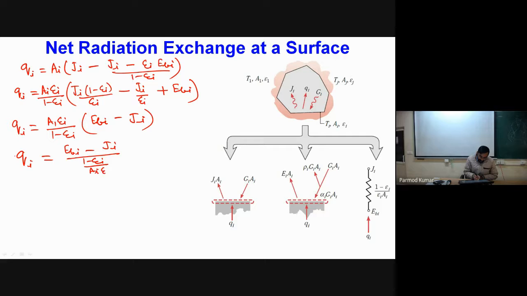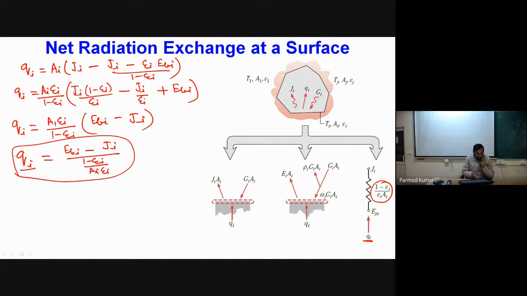Okay, and finally I can write that QI equal to EBI minus JI divided by 1 minus epsilon I upon AI epsilon I. So this is now taking the form of electrical resistance analogy, where this QI is nothing but our equivalent to current, EBI minus JI represents the potential, and 1 minus epsilon I by AI epsilon I is becoming resistance. So you can see the analogy over here. Say QI is our total amount of heat transfer from the surface, so that will be equal to EBI minus JI divided by this resistance.